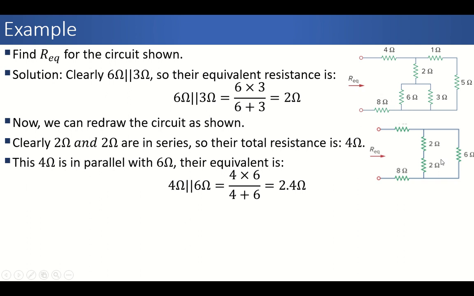So this 4 ohm resistance is in parallel with 6 ohm, so their equivalent will be 4 ohm in parallel with 6 ohm. So this will be 4 multiplied by 6 divided by 4 plus 6, that will be 24 divided by 10, and this is obviously 2.4 ohm. Remember that this product divided by sum formula is only applicable when two resistances are in parallel.